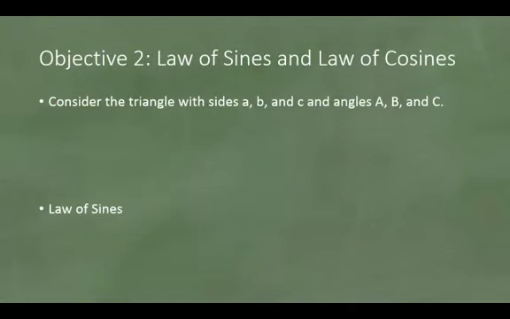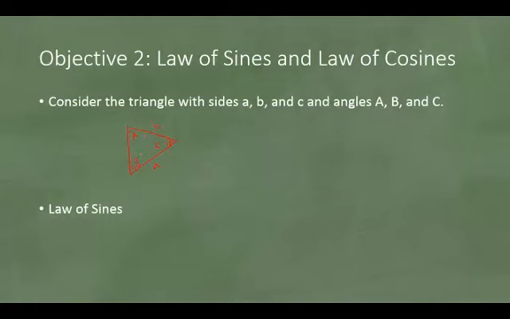The law of sines and law of cosines is going to be very helpful to solving vector problems, so we go over it now. If we consider the triangle with sides A, B, and C, and angles A, B, and C, it doesn't have to be a right triangle. It can be just any triangle. Let's say that's A, that's B, and that's C.